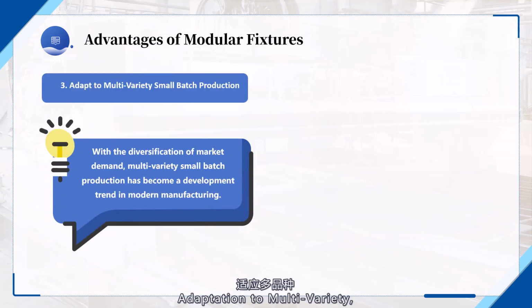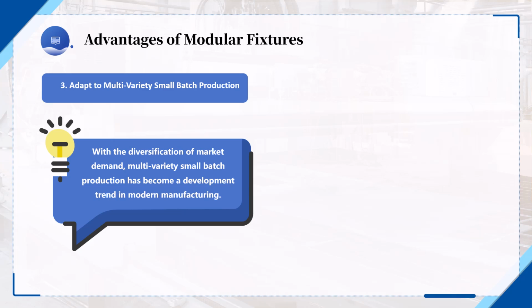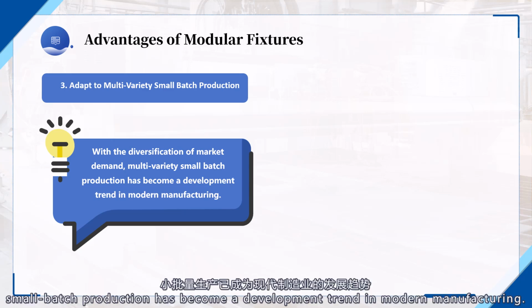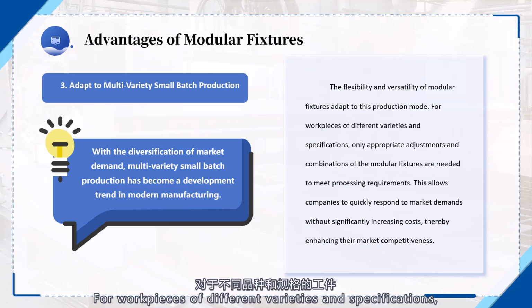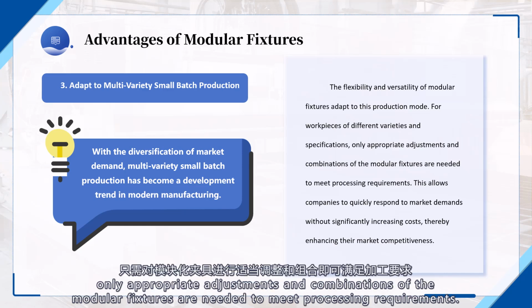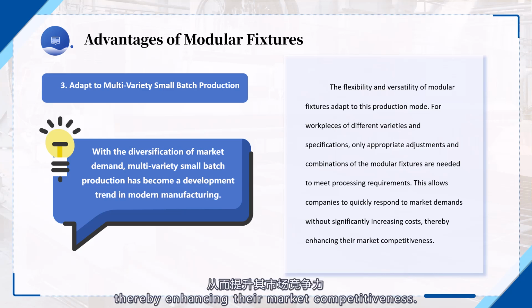3. Adaptation to multi-variety, small batch production. With the diversification of market demand, multi-variety, small batch production has become a development trend in modern manufacturing. The flexibility and versatility of modular fixtures are well suited to this production model. For workpieces of different varieties and specifications, only appropriate adjustments and combinations of the modular fixtures are needed to meet processing requirements. This enables companies to quickly respond to market demands without significantly increasing costs, thereby enhancing their market competitiveness.